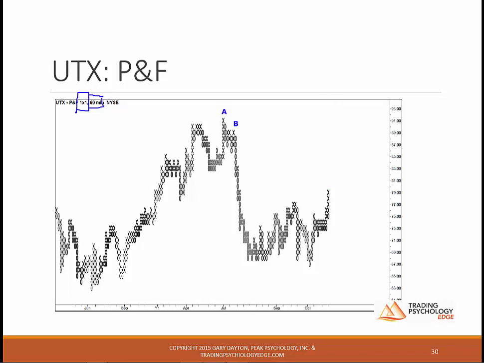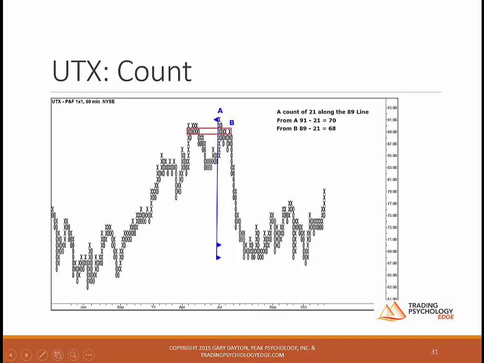Okay, so we can take a count here. How did I do this here? At A, which is on the 91 line, we have a count, though, on the 80. What did I do here? From A, 91.70. Oh, okay. I know what I did.